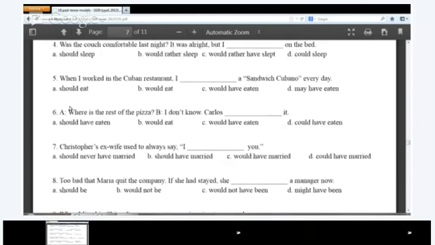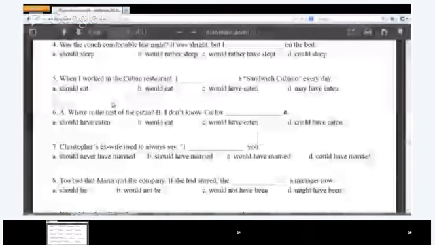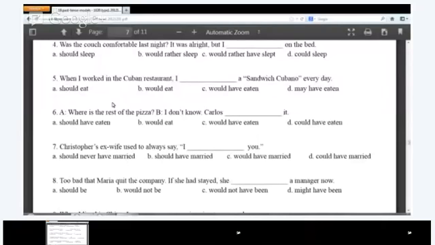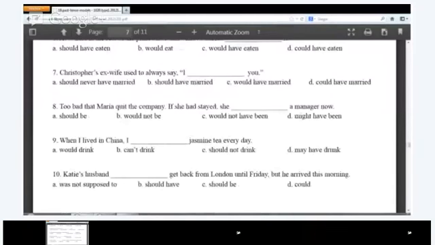When I worked in the Cuban restaurant, I would eat a sandwich Cubano every day. Excellent. Yes, I would eat. Nice. Okay, number 6, please. What happened to the rest of the pizza? I don't know. Carlos could have eaten it. Yes, Carlos could have eaten it. Nice. And let's see, numbers 7 and 8 go to Samir.